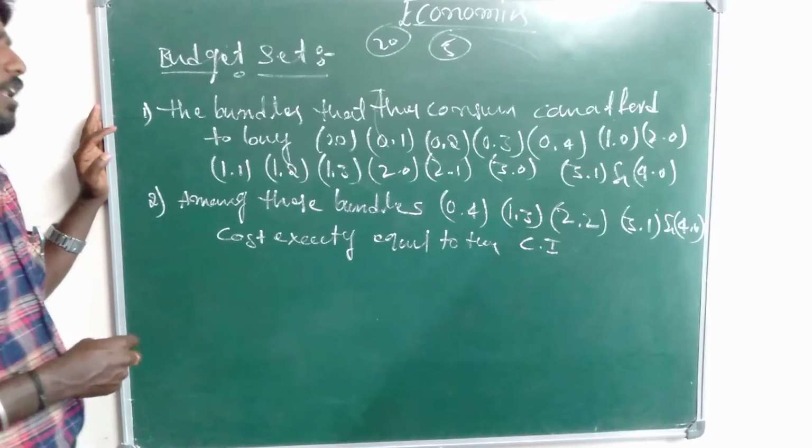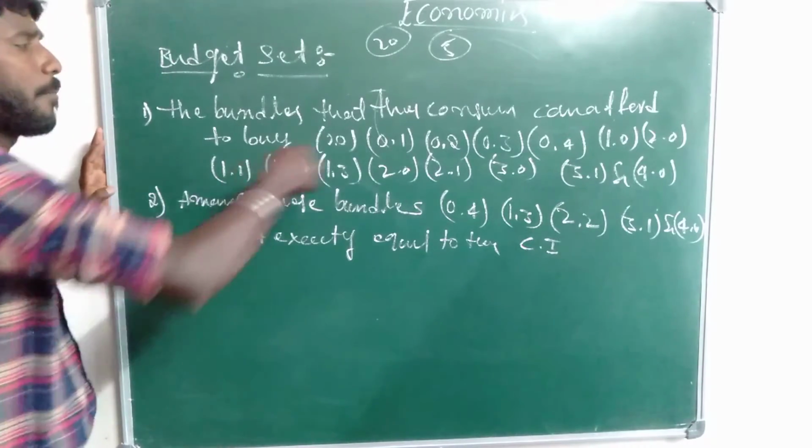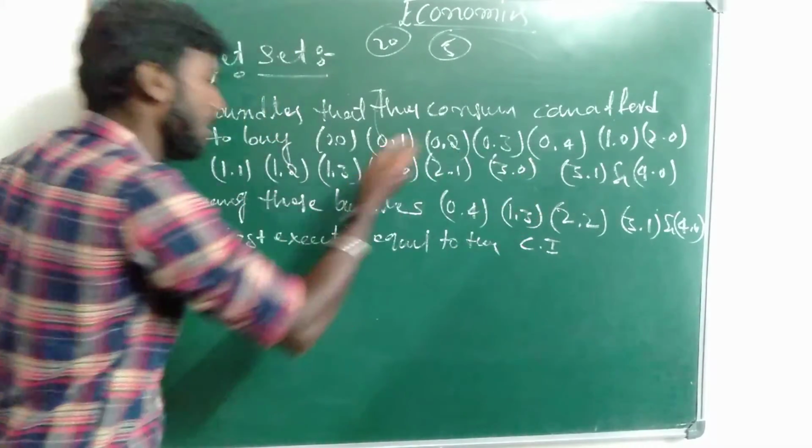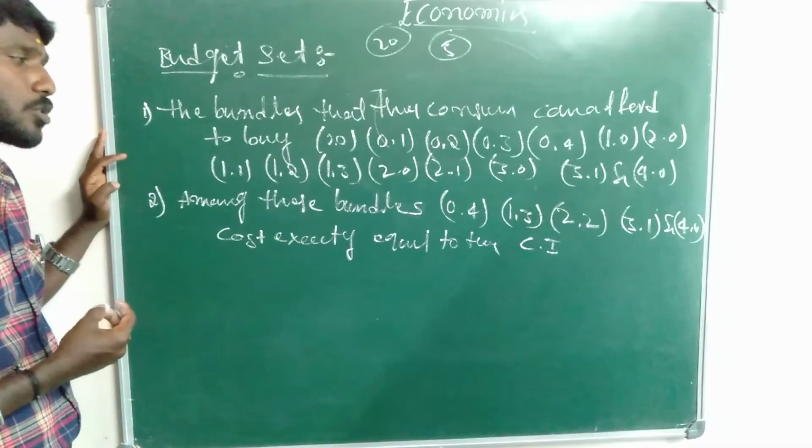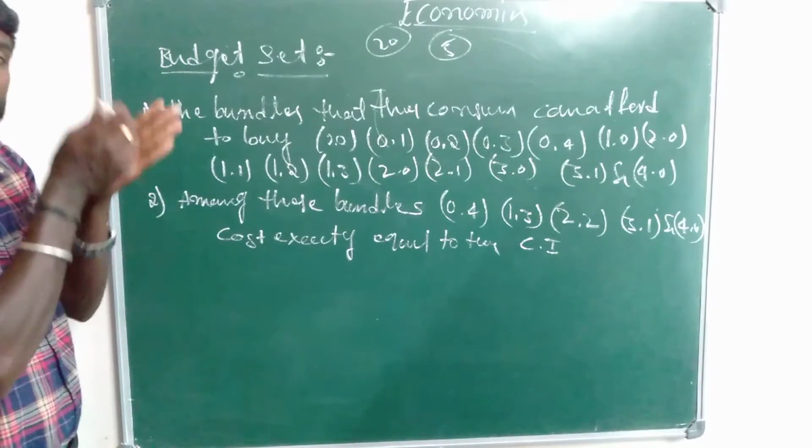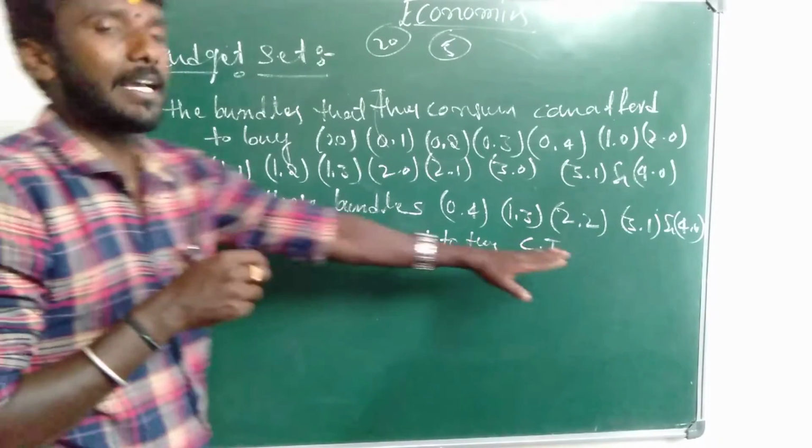So here, the second option is: among all these bundles, the consumer has to buy those whose cost is equal to the consumer income.